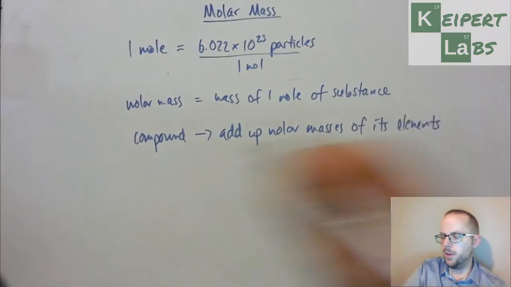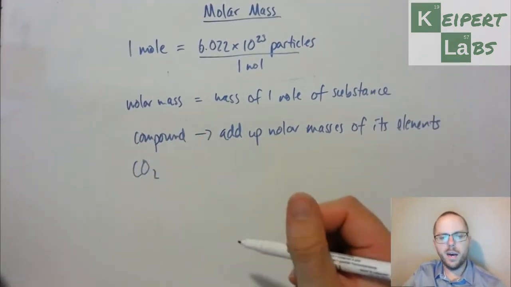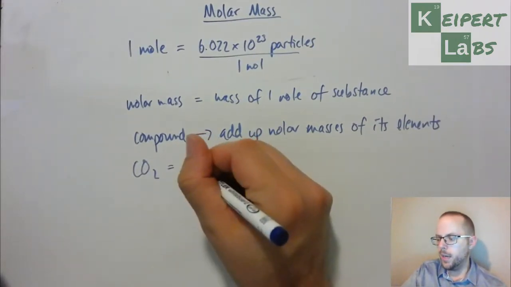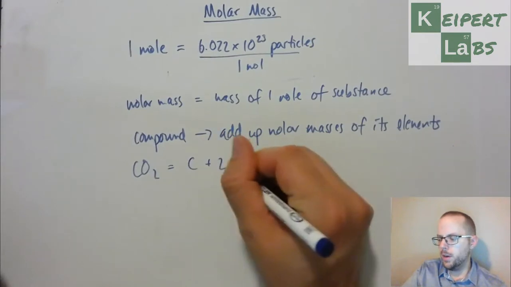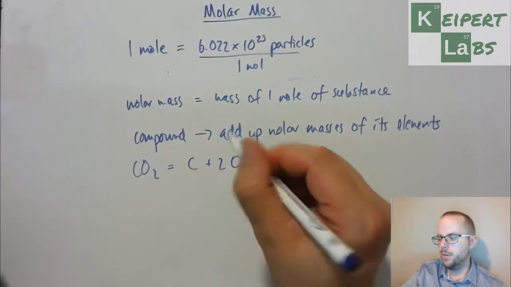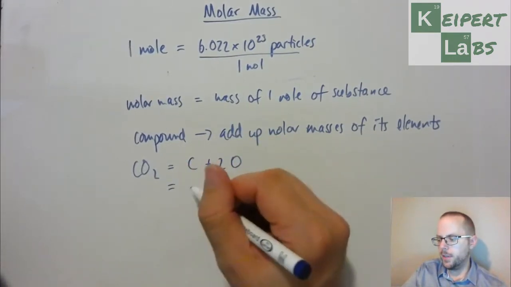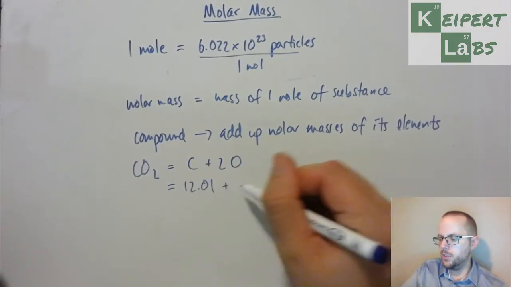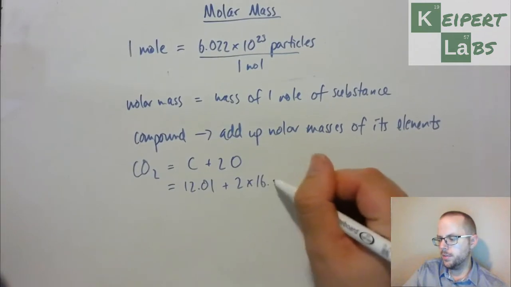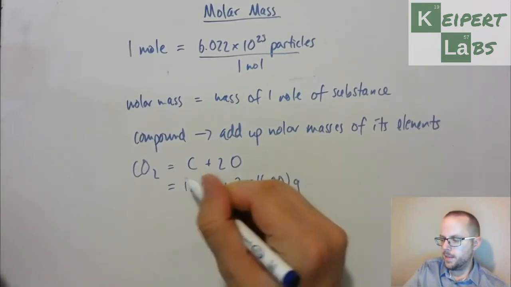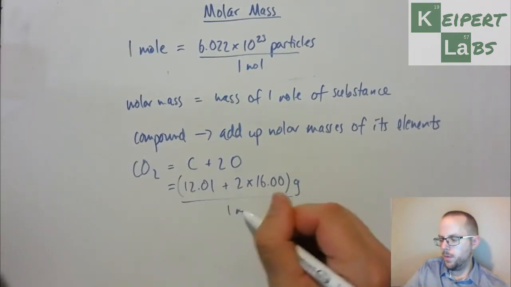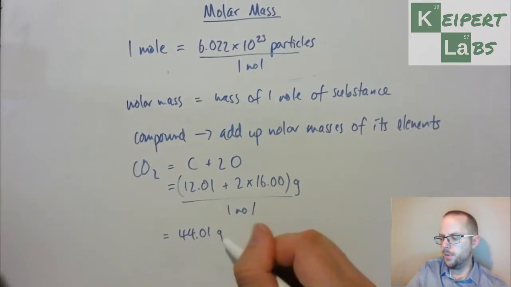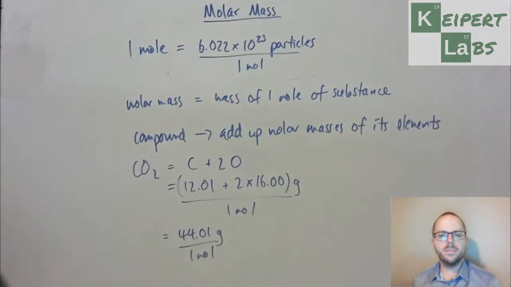So for example, if I've got carbon dioxide, 1 carbon and 2 oxygens, if I want to work out the molar mass, I can do 1 carbon plus 2 lots of oxygen. That's an O, not a 0. So I can look up the periodic table and say carbon is 12.01, and oxygen is 16, so 2 lots of 16. It's that many grams for every 1 mole, which gives me 44.01 grams for every 1 mole of carbon dioxide.